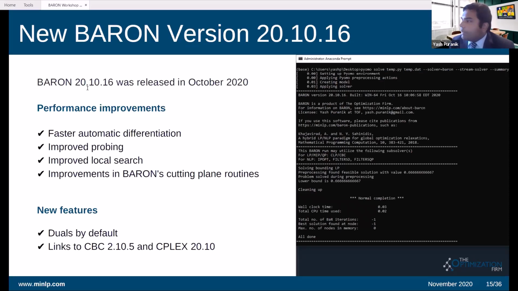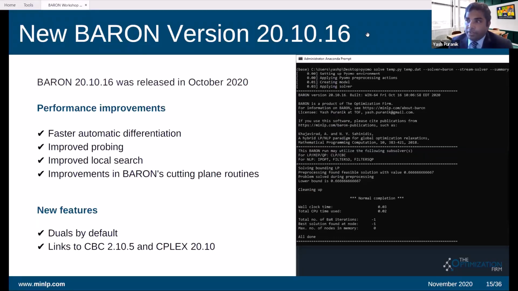So with that, let's get started again. I want to talk a little bit about the new BARON version that was released on October 16. Hopefully it's obvious to everyone by now how we number our versions. So version 20.10.16 was released on October 16th, and this is not a major release. This is still an incremental release, if you will, but we have a number of improvements in there.